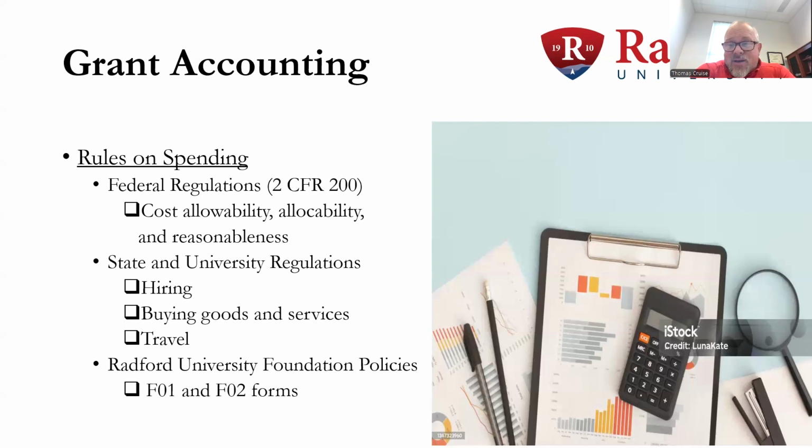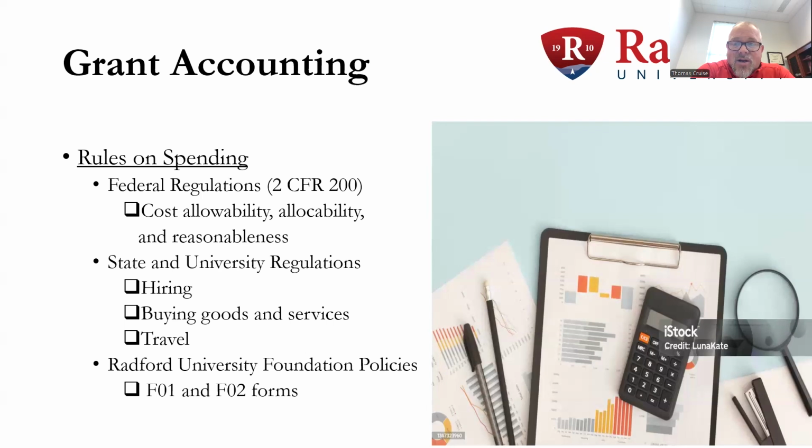In addition to federal regulations, whether we're talking about a federal grant or non-federal grant, you're always going to have state and university regulations, such as how you hire people on grants, buying of goods and services. So that would be working with our purchasing office and through EVA, and then travel, right?